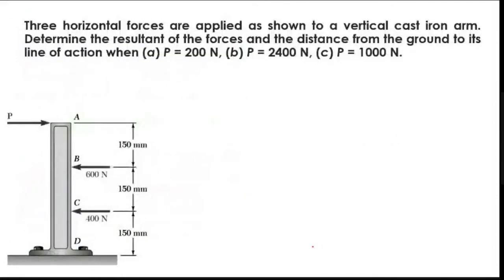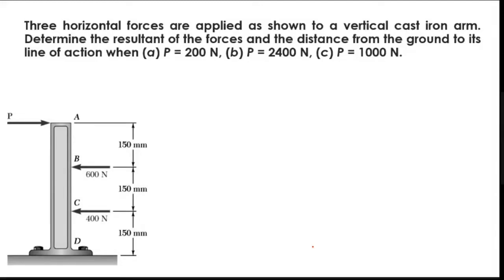Let me consider this. You have horizontal forces, which are P, 600 and 400. They're asking you to identify the resultant of these forces and the distance of the resultant from the ground.